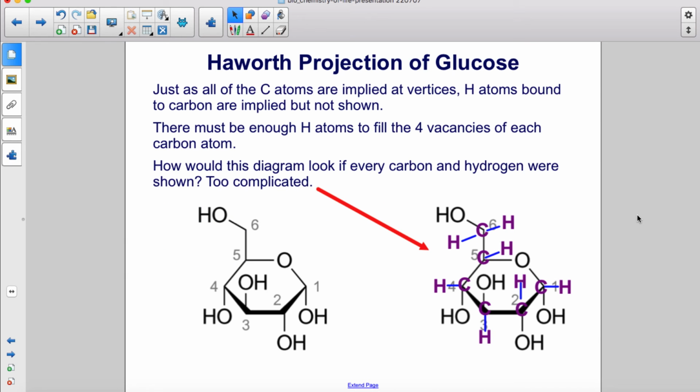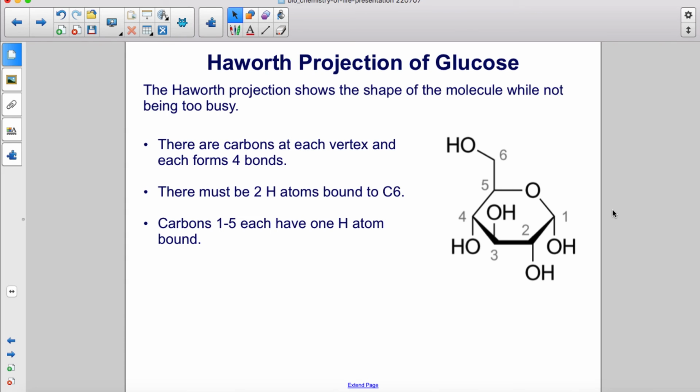Just as all of the carbon atoms are implied at vertices, hydrogen atoms bound to carbon are implied but not shown. There must be enough hydrogen atoms to fill the 4 vacancies of each carbon atom. How would this diagram look if every carbon and hydrogen were shown? Too complicated. The Haworth projection shows the shape of the molecule while not being too busy. There are carbons at each vertex and each forms 4 bonds. There must be 2 hydrogen atoms bound to C6, and carbons 1 through 5 each have 1 hydrogen atom bound.